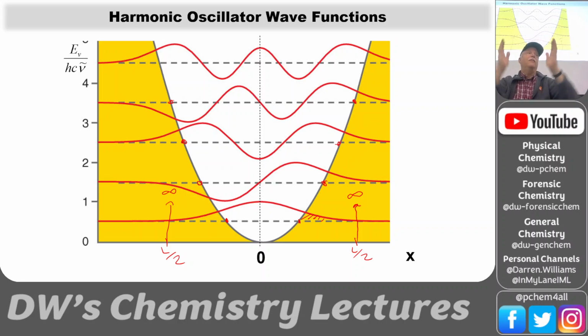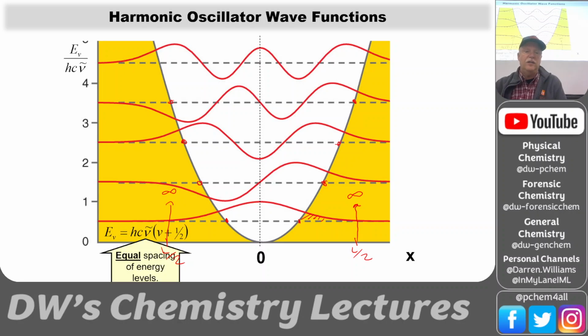And if the energy levels come down a little bit, the harmonic oscillator motion is just perfect so that there's an equal spacing in the quantum states. And so there's an equal spacing between all of these energy levels. This is the energy equation right here, showing equal spacing.